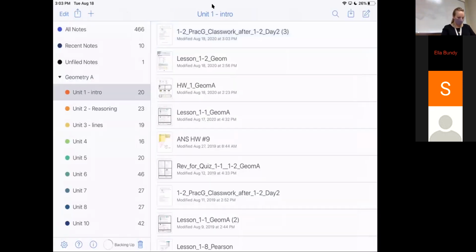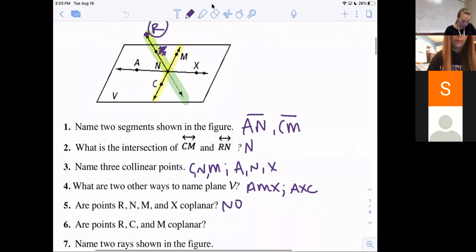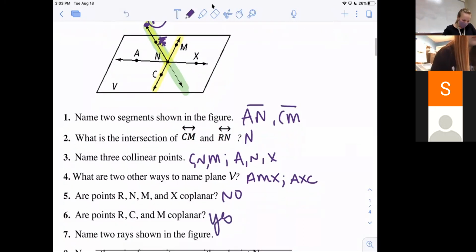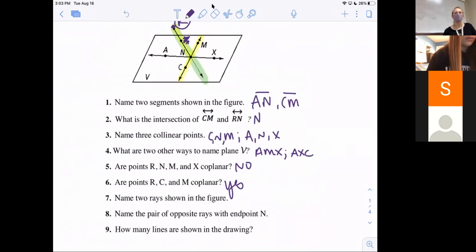That's a tricky one that's going to take us a little bit of effort. We're going to have to keep reminding ourselves about that one. All right, name 2 rays shown in the figure. It counts as a ray.